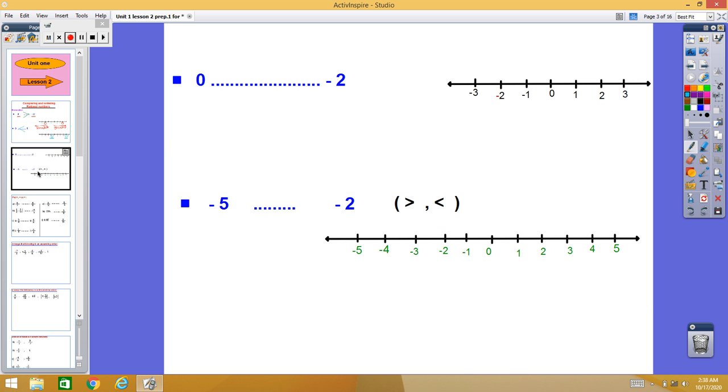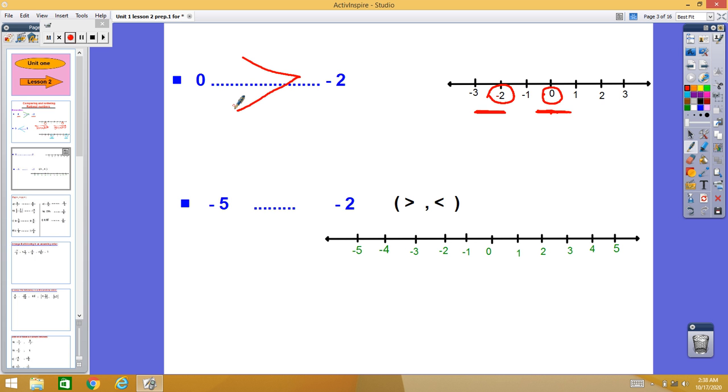The third one, if we have number 0 compared with number negative 2. Now I'm going to use a number line. So I will mark number 0 on the number line and number negative 2 on the number line. As we know, 0 is to the right and negative 2 is to the left. So the farther to the right on the number line is greater in value and the farther to the left on the number line is smaller in value. So for sure, number 0 is greater than number negative 2.